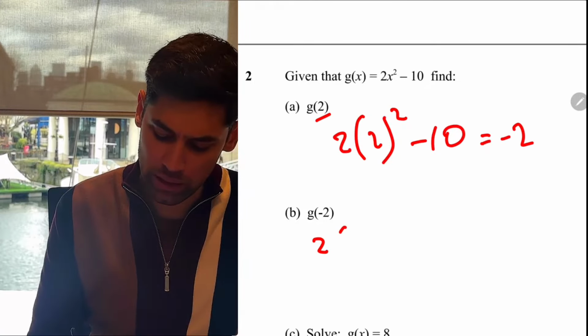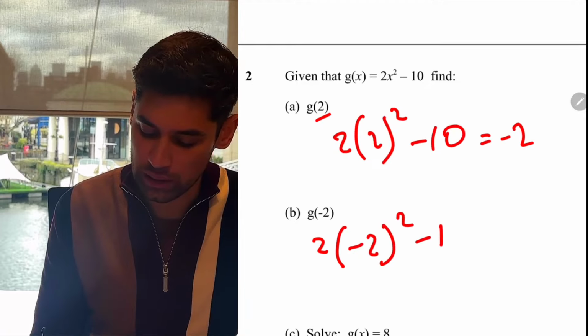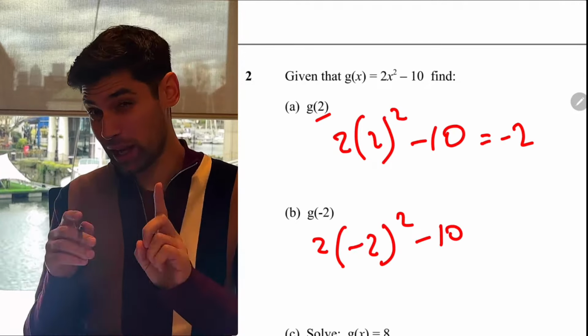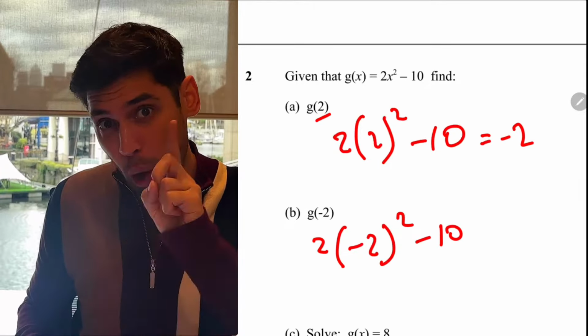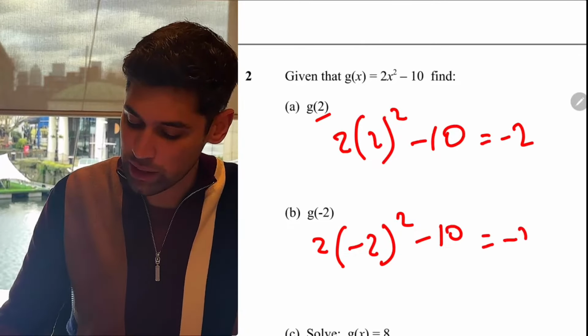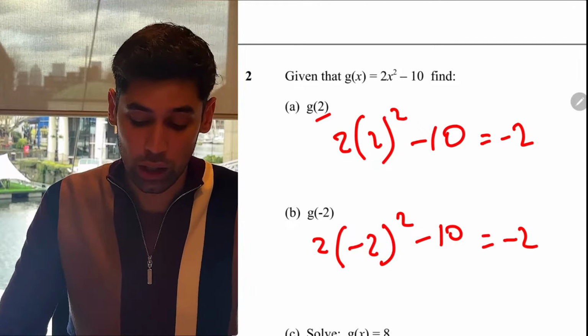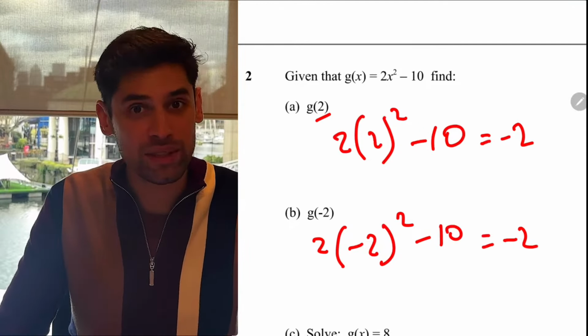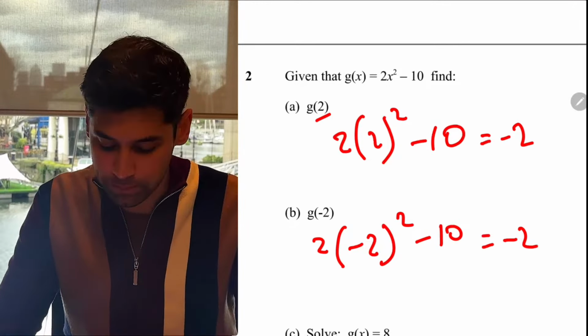For the next one, it's going to be a similar thing, 2 and minus 2 squared, take away 10. Now, this is where we've got to be careful. Minus 2 squared is positive 4, remember that? Times by the 2 is 8, take away 10, also gives us minus 2. So it's a really interesting question on how, given a different number, a positive and a negative, it comes out with the same answer because it's been squared.